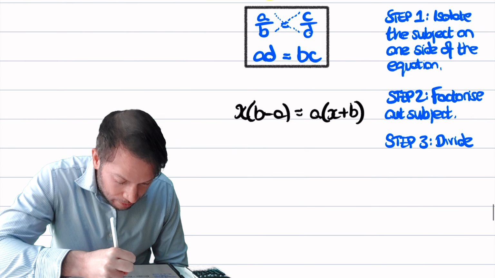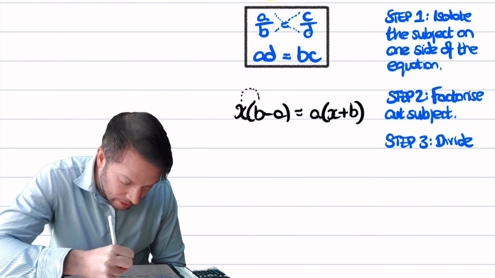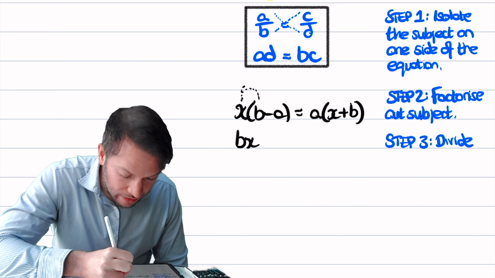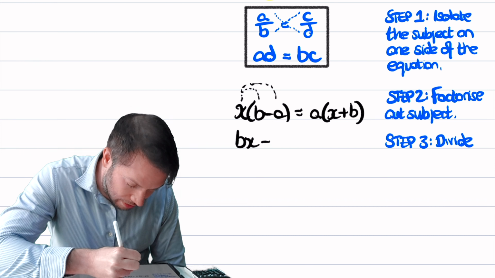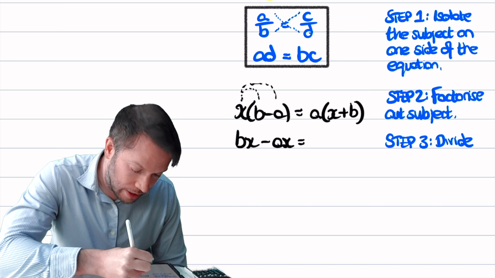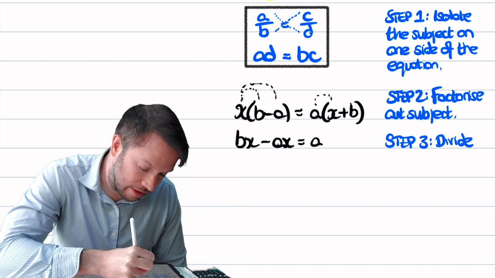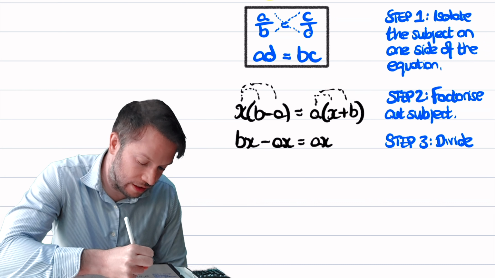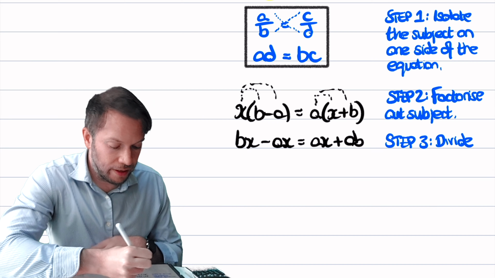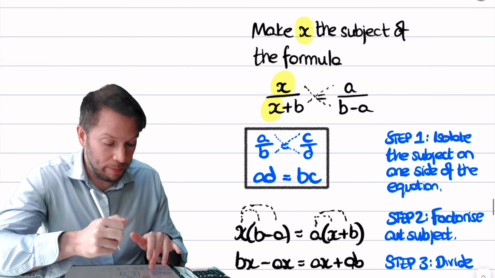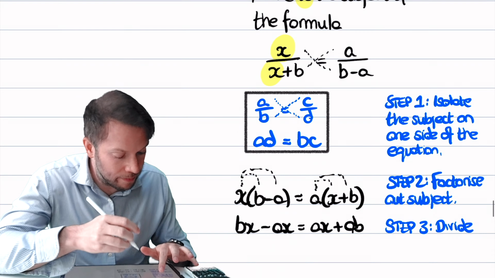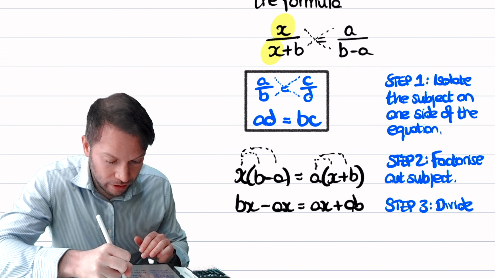So let's expand out. x times b is bx. x times minus a is minus ax. a times x is ax. And a times b is ab. So that's great. Now I can do the steps because everything is out in the open, if you like. So I want to isolate the subject on one side of the equation.